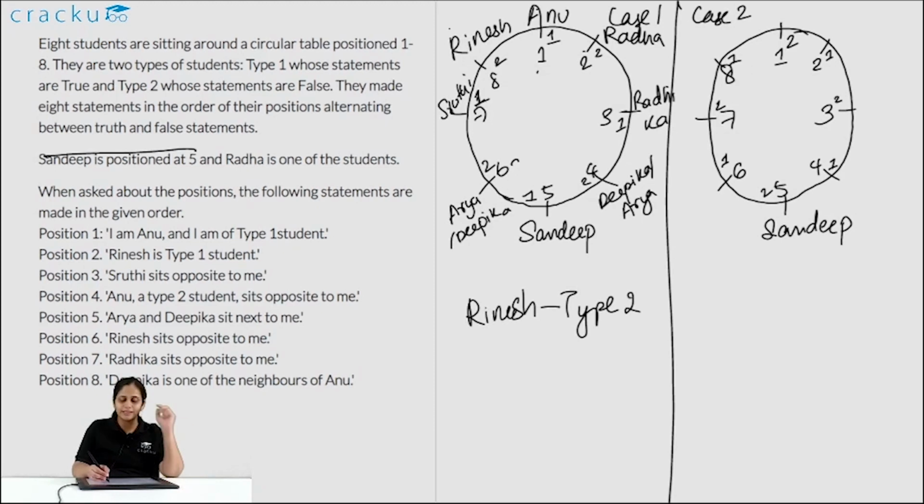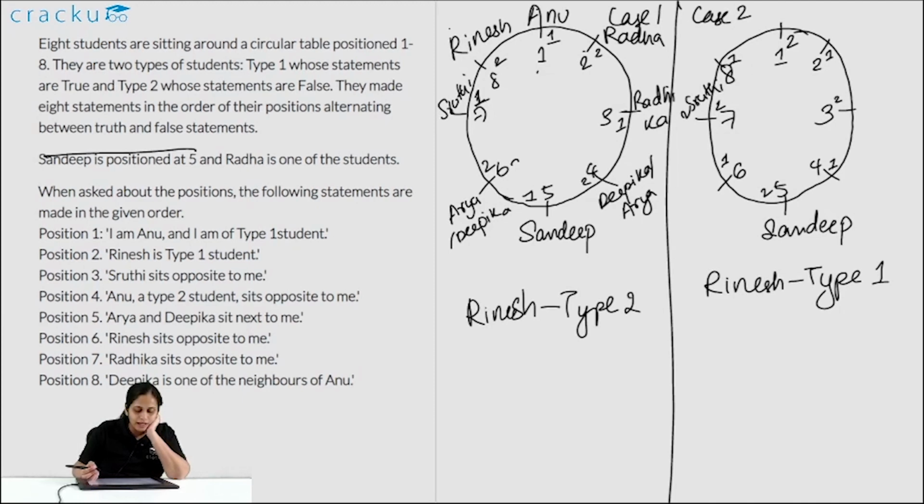The second position is telling the truth, and that person says Rinesh is a type 1 student. So I can infer that Rinesh is type 1 because the second person is telling the truth. The third person says Shruti sits opposite to me. So Shruti does not sit opposite to 3. So therefore this can't be Shruti. Okay. Then the fourth person says that Anu, a type 2 student, sits opposite to me. Now this person is actually telling the truth. So Anu will have to sit here and she'll have to be a type 2 student.